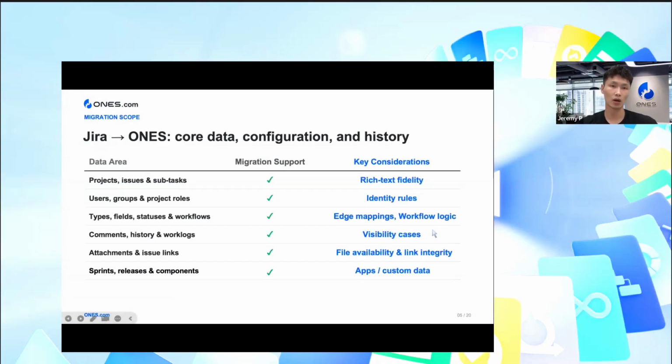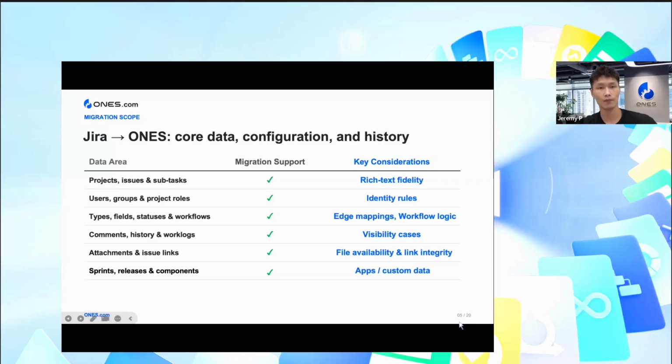So here's a quick summary that for Jira, the migration covers much more than only issues and projects. It includes users, groups, issue types, fields, workflows, datasets, comments, attachments, and so on. And another important question is not only whether an item can be moved, we also need to confirm how it should appear and behave in Once.